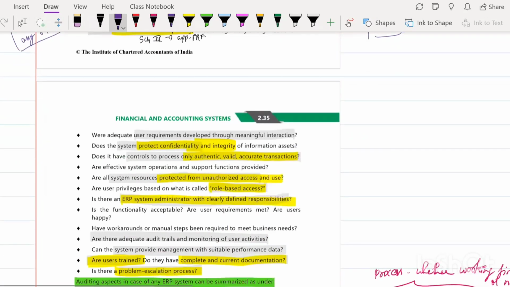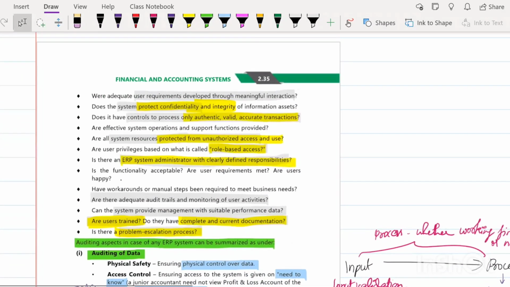Okay, so here first what you must ask is whether the users who are using the ERP systems are trained. Do they have full knowledge of the ERP systems? And whether there is complete and current documentation on how to use the ERP system, so that any user, if he has any doubts related to the ERP system, can go and refer to that. That is one.